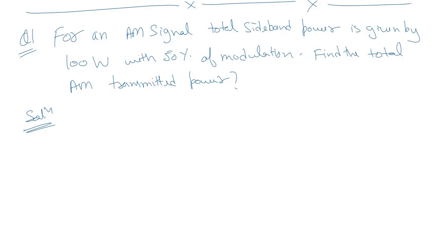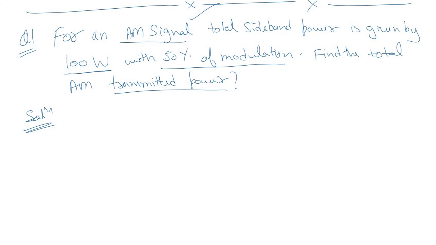The first question is, for an AM signal, total sideband power is given as 100 watts with 50% of modulation. Find the total AM transmitted power. So we are given three things. It's an AM signal. Whenever the question says it's an AM signal and the particular type is not specified, by default we assume it to be a conventional AM or DSB-C type of signal.